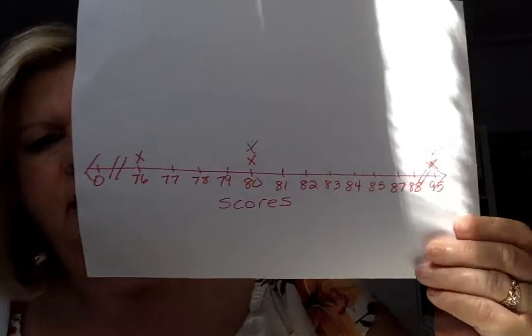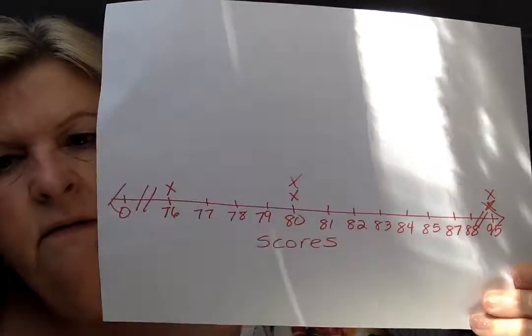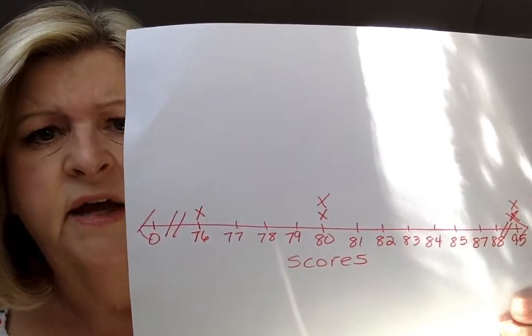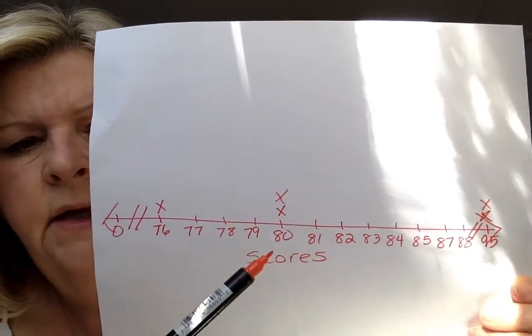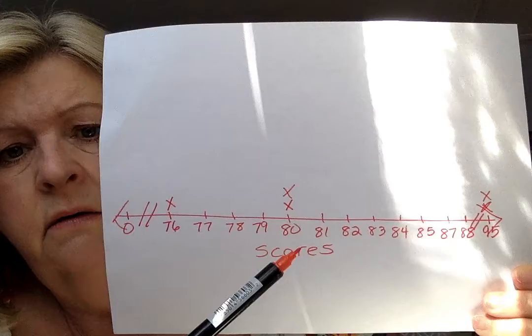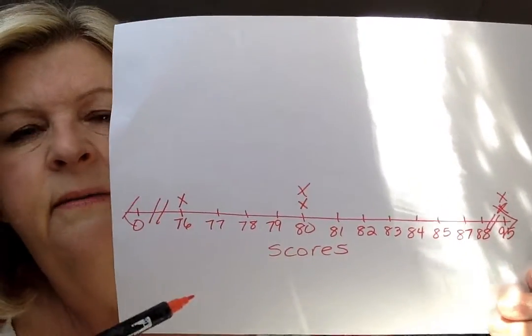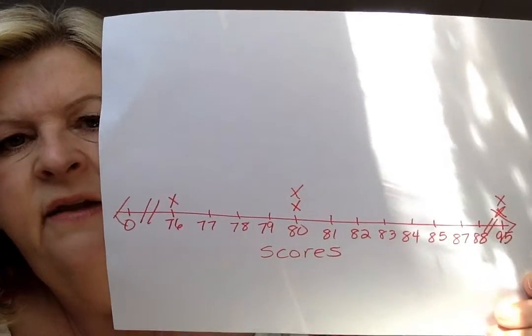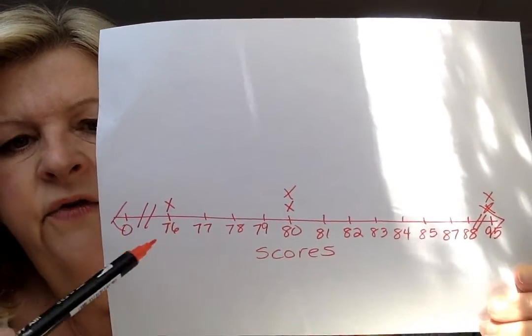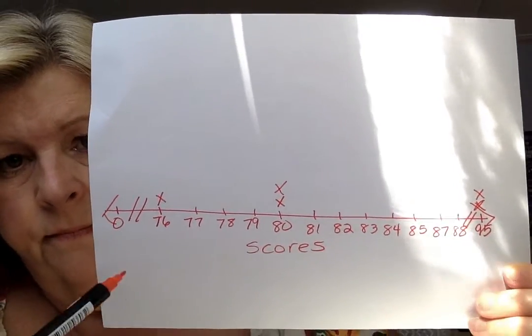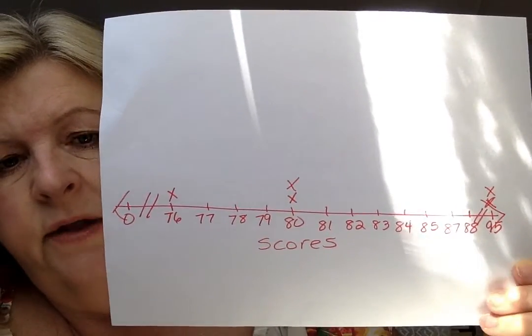So now I can look at my line plot and I can say, oh, well, my lowest score was 76, so maybe I need to work with that student. 2 of my kids got 80%, which was good, and 2 of my kids got 95%. It lets me look at this information so that I can see what most of my students scored and maybe who I need to go back and work with.